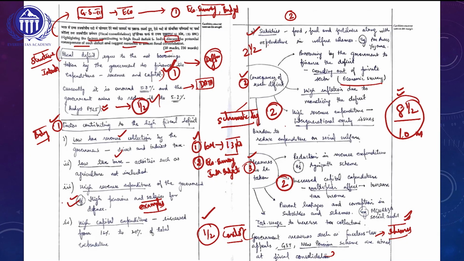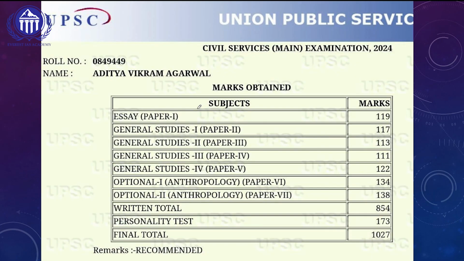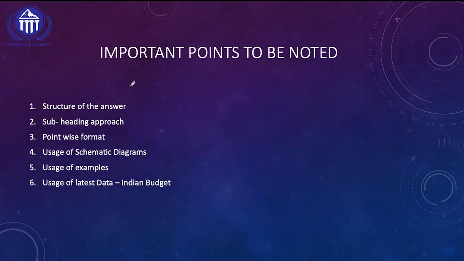For all this overall presentation and content quality, as well as creativity in the answer writing, this topper has got the maximum marks. So if you look at the mark sheet of Aditya Vikram Agarwal, especially GS paper 3 also, this topper has got out of 250 marks, 111 marks. So some of the important points to be noted or learned from Aditya Vikram Agarwal's GS Paper 3 economic answer writing is, we know very well the structure of the answer is going to be important. There should be a proper introduction, body and conclusion.